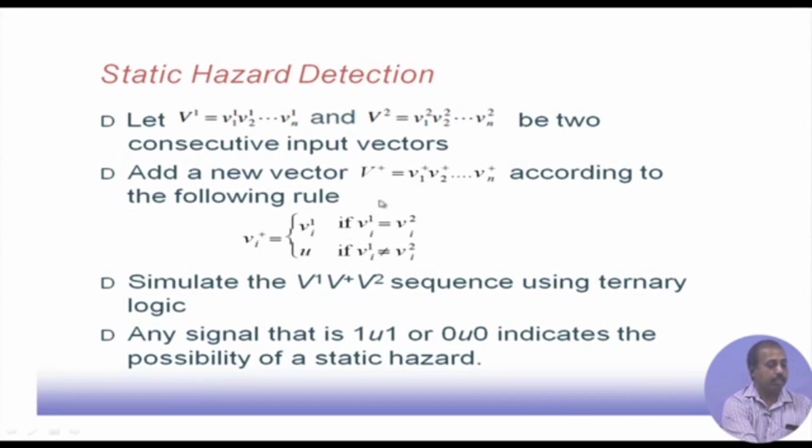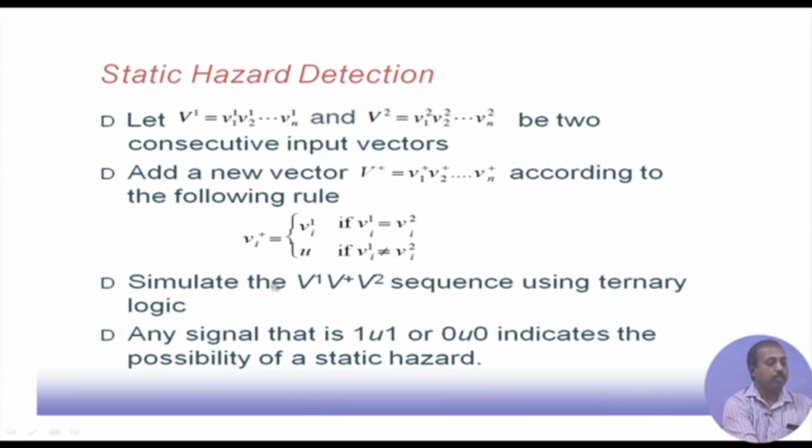How is it defined? It is defined like this: Vi plus is equal to Vi1 if Vi1 and Vi2 are the same. So, for example, if V11 and V12 are the same, then we keep the same value. Otherwise, if these two input values are differing, then we say that we do not know the value. So, this is unknown, and Vi plus is set to unknown. In this way we set this particular vector V plus.